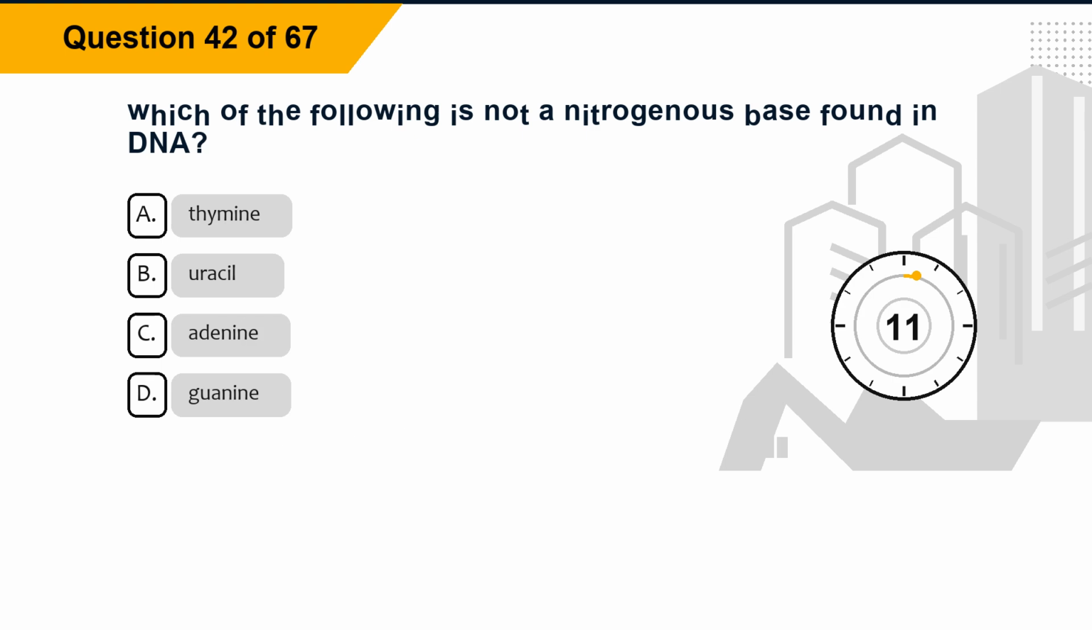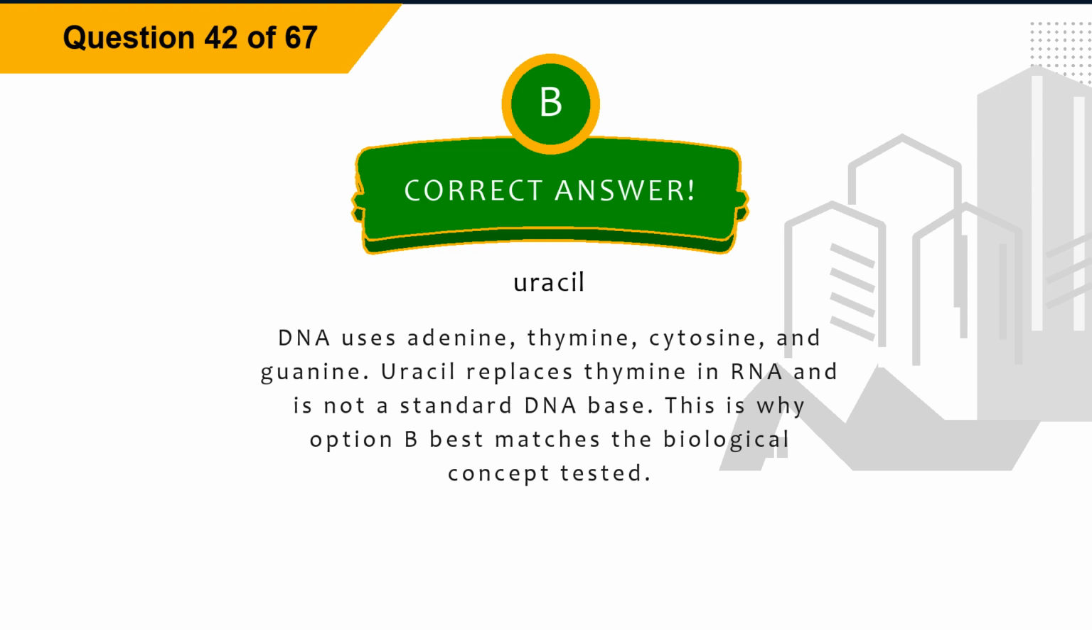Question 42. Which of the following is not a nitrogenous base found in DNA? Option A, thymine. Option B, uracil. Option C, adenine. Option D, guanine. The correct answer is option B, uracil. Explanation. DNA uses adenine, thymine, cytosine, and guanine. Uracil replaces thymine in RNA and is not a standard DNA base. This is why option B best matches the biological concept tested.